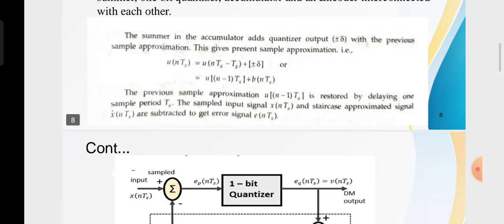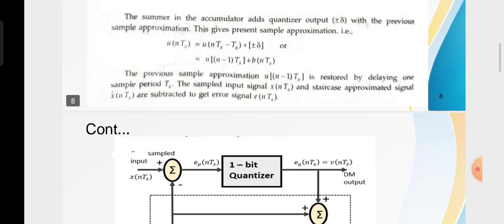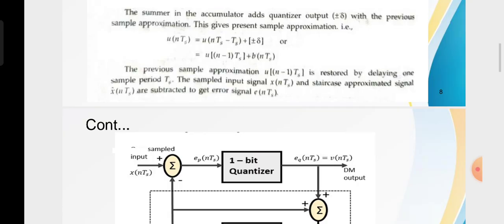The summer in the accumulator adds the quantized signal, the quantizer's output plus or minus delta, with the previous sample approximation. So this gives the present sample approximation, that is u(nTs). So we can write u(nTs) equals u(nTs minus Ts) plus or minus delta, or u((n-1)Ts) plus b(nTs).